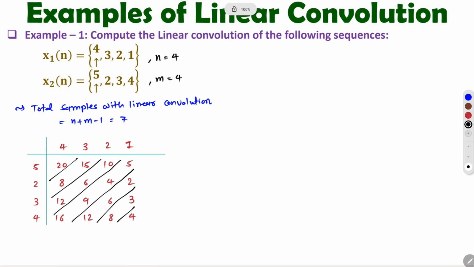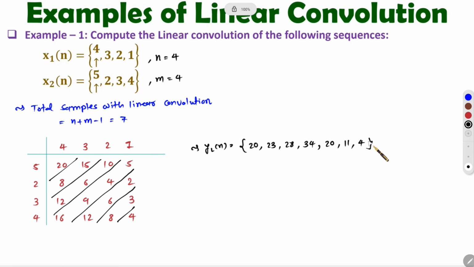So now let me write down the linear convolution, that is yL of n. Here the first element is 20. Second element is 8 plus 15, that is 23. Next element is 12 plus 6 plus 10, that is 28. Next element is 16 plus 9 plus 4 plus 5, that will be 34. Next element is 12 plus 6 plus 2, that will be 20. Next element is 8 plus 3, that is 11. Next element is 4. So now we got the values of the elements.